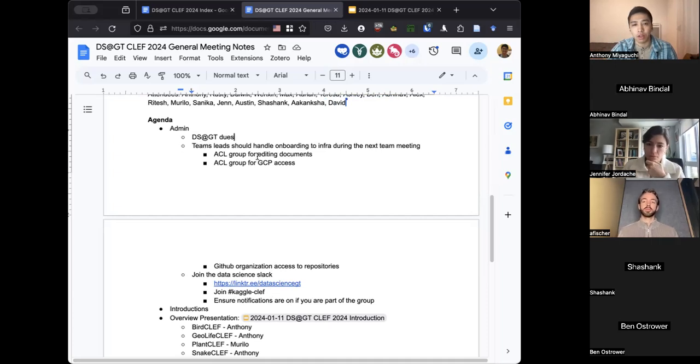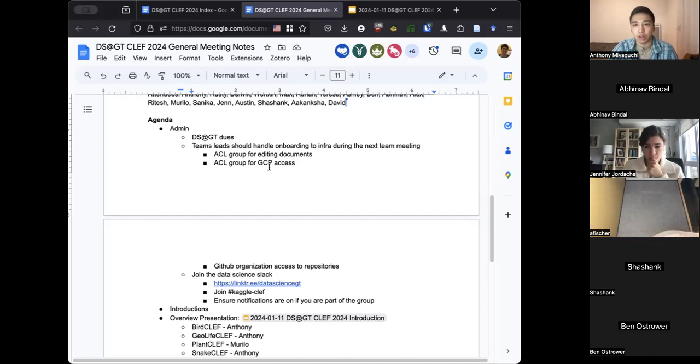The second thing I want to mention is that team leads should be handling onboarding starting this week, in particular around the infrastructure that we have set up. At the next team meeting that you have, if you don't have one, you should be scheduling it ideally sometime next week. You have access to these Google groups that are prefixed with ACL for access control list. There's an ACL group for editing all the documents that are part of the drive. Once you add somebody to this group, they should be able to come in and edit the documents, take notes, etc. The second is to add them to the ACL group for GCP access.